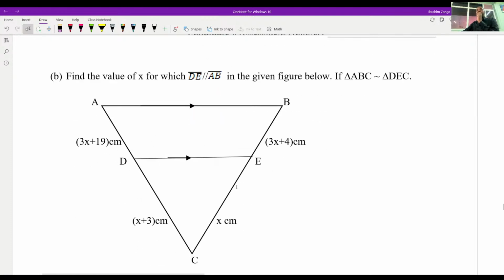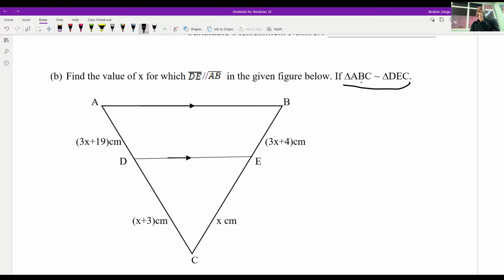The second question, and this is going to be the last question in this session. If there is dropout in the voice, I'm sorry for that. It is because of internet speed. But coming to the second question, find the value of x for which DE is parallel to AB in the given figure below, if triangle ABC is similar to triangle DEC.